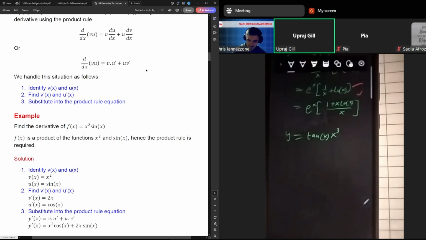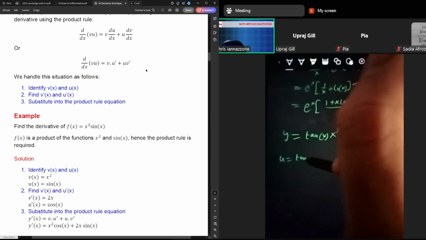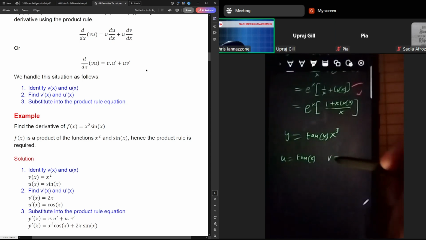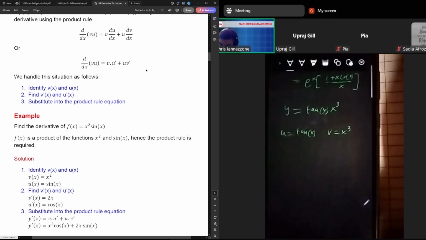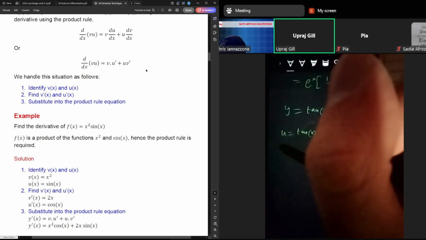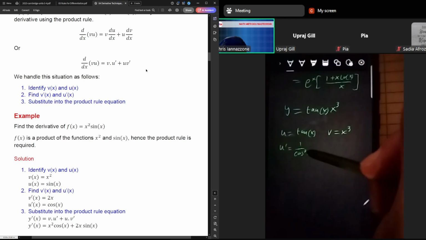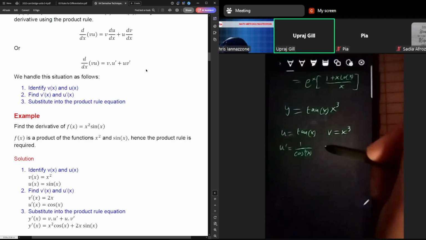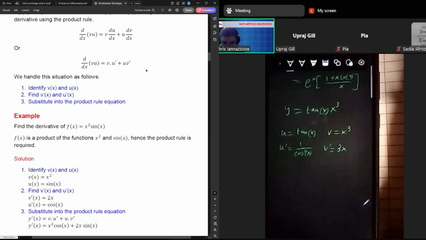U is tan of x and then V is x cubed. What else? Then U dash is equal to 1 over cos squared x, I think. Yep, that's good. And then V dash is 3x. 3x something, not just 3x.